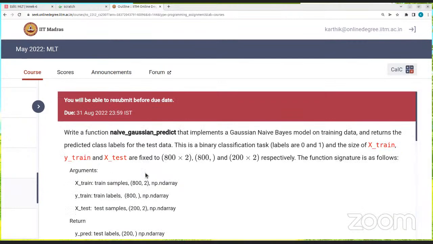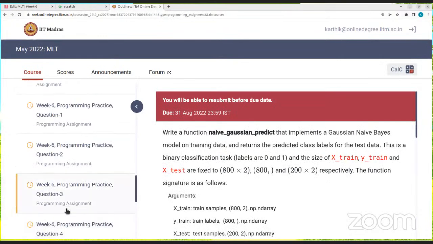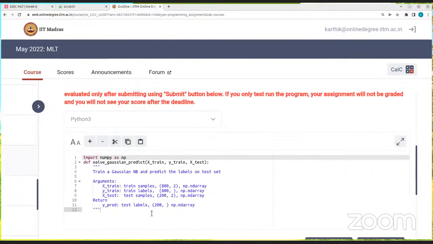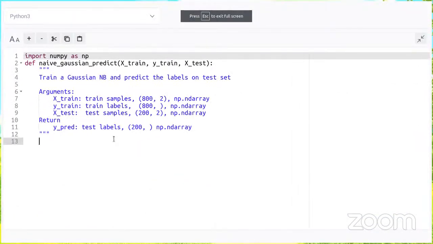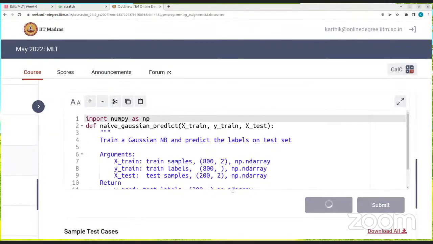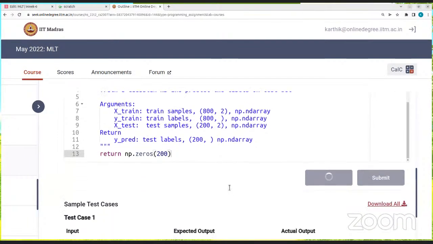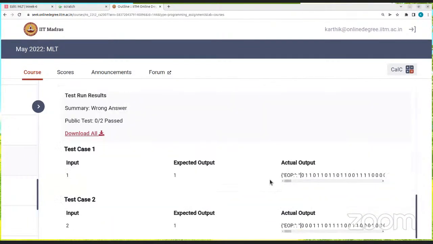Sorry, in some cases you do give expected output and student output or something like that. In some problems we have that. No, in fact, in every problem we have that, right? So, for example, let's say you are supposed to return a NumPy array of size 200. Let's say I just return zeros. Now if I test run this, you get this expected output and you also get the student output.